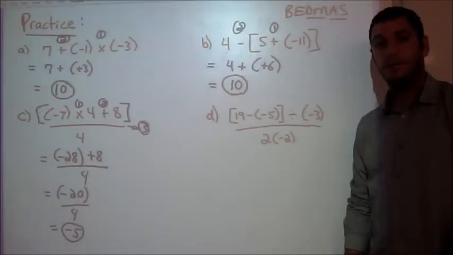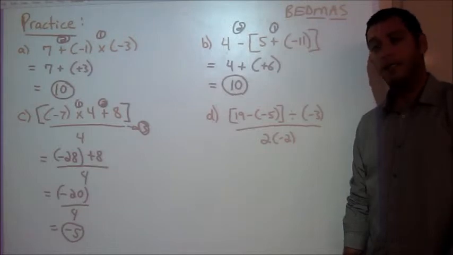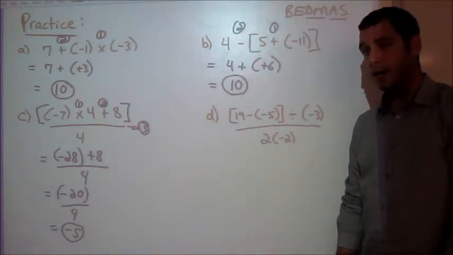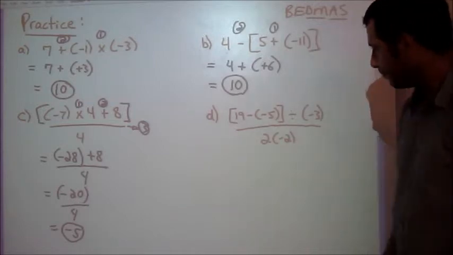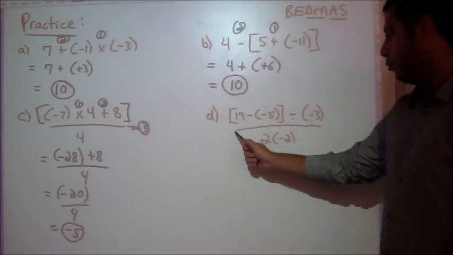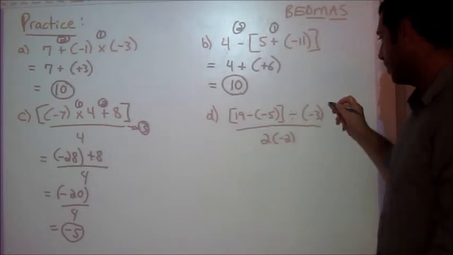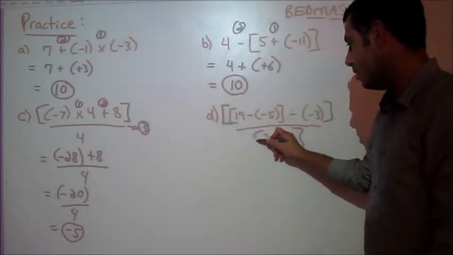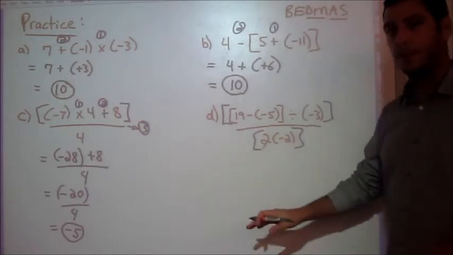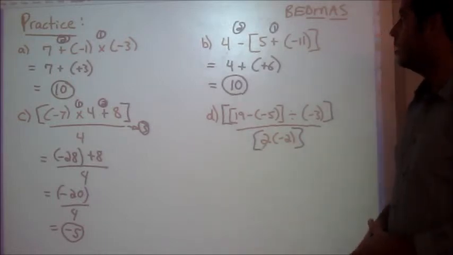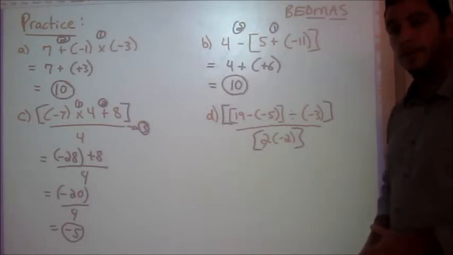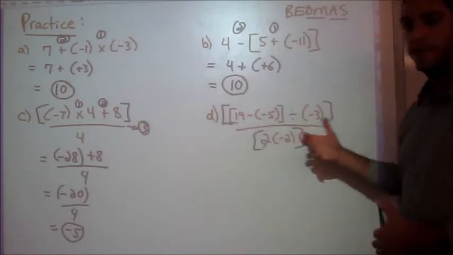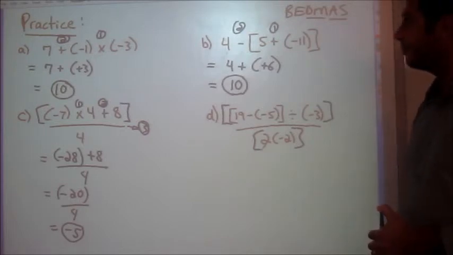And question D. 19 minus -5 divided by -3 divided by 2 times -2. Remember that this fraction bar groups the value on top and on bottom separately. So they must be solved separately, and then the last thing you can do is use that fraction bar to divide the two values together.